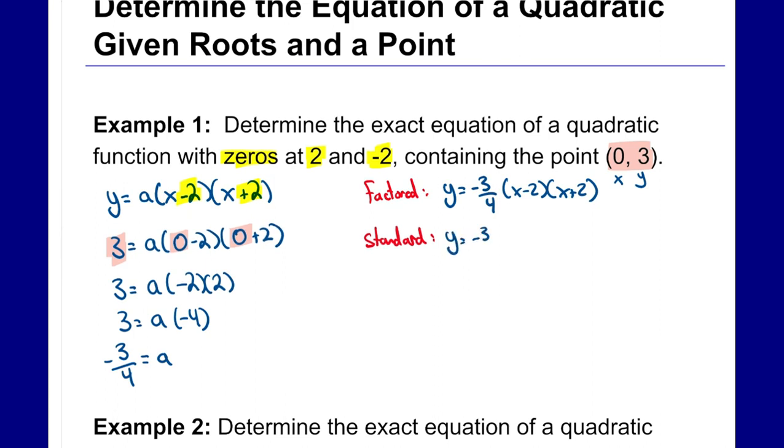So y equals negative 3 over 4. And this entire portion here is actually a difference of squares. So if I wanted to expand that or multiply that, it'd be x squared minus 4. And I multiply my a value through, I get negative 3 over 4 x squared plus 3. So this is the equation in standard form.